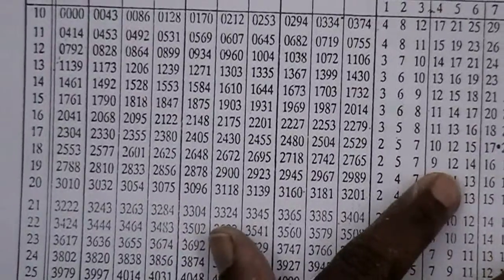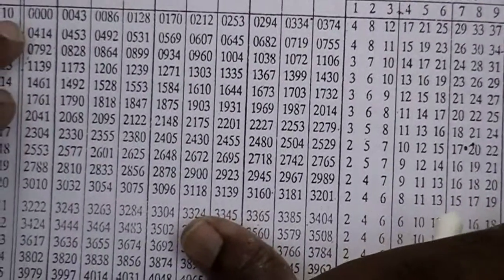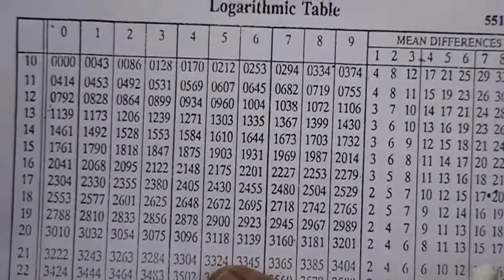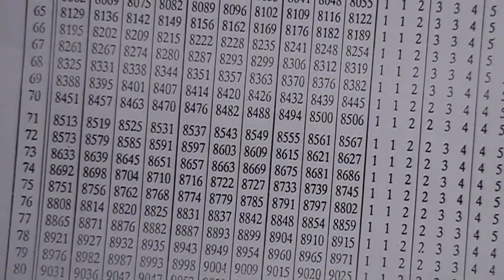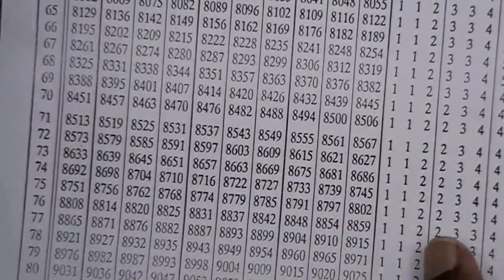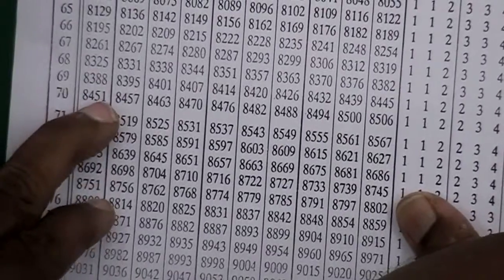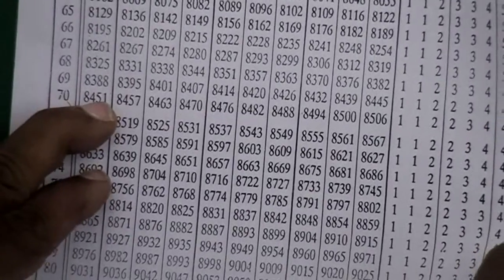Now in log 7 you have only 1 digit, so here starting 2 digits are there. 10 is a 2-digit number, but here only 1 digit, so you should go through 70 against 0. See, 70 against 0, you have 8451. So the mantissa value is 8451. So the logarithmic value of log 7 is 0.8451.